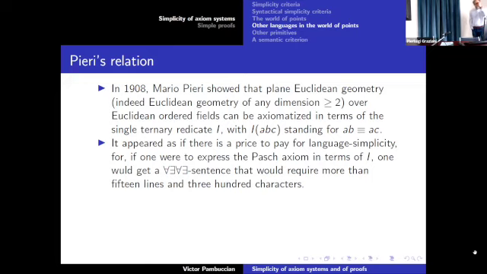Now, recently, about 100 years after this appeared, people have realized that there is a price to pay, apparently, for the simplicity of the language. Because if you were to express Pasch's axiom, for example, which you need in this world, in terms of Pieri's I, then one would get a for all there is sentence that would require more than 15 lines and 300 characters. Wow.